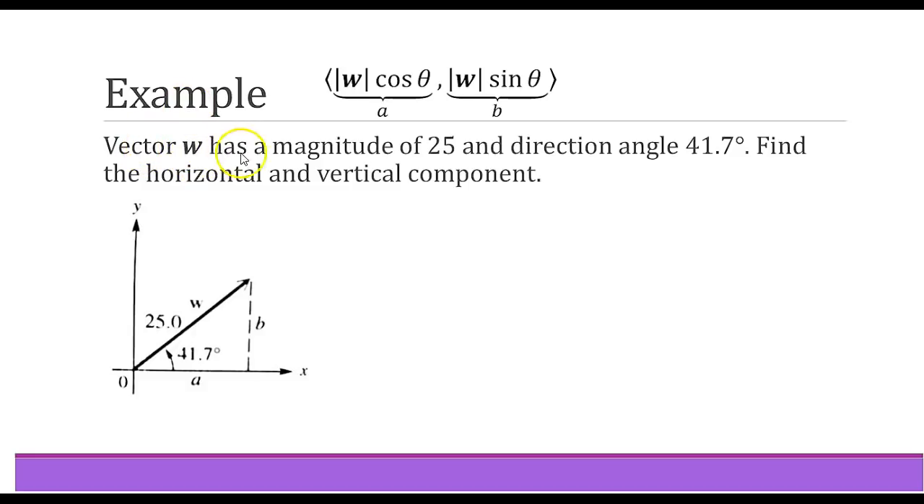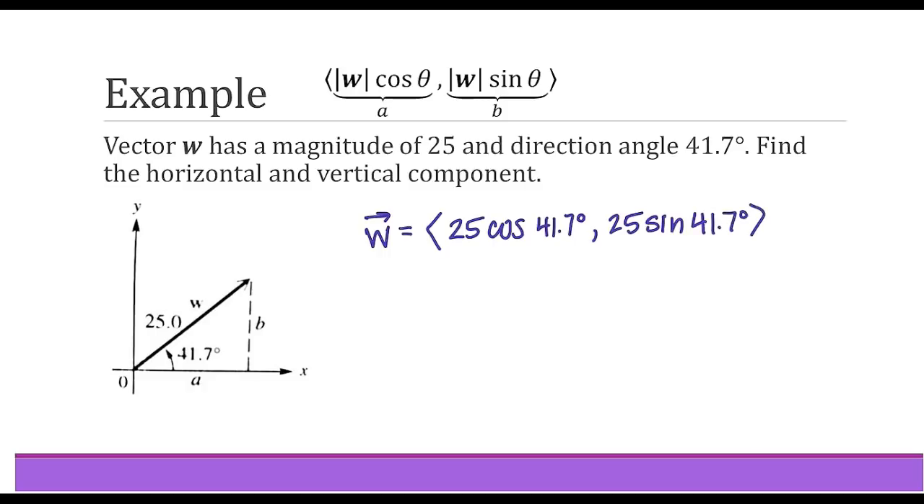So we have vector w has a magnitude of 25 and direction angle of 41.7 degrees. Find the horizontal and vertical component. So we have this vector, we can see it here, although we don't really need the image, but we can see the magnitude is 25 and the direction angle is 41.7 degrees. So if we want to express this vector w in position vector form in angle brackets, we're going to take the magnitude 25 times cosine of the direction angle, comma, the magnitude sine of that direction angle, again 41.7 degrees.